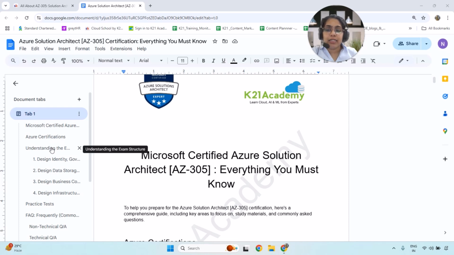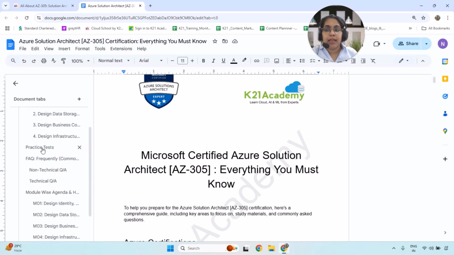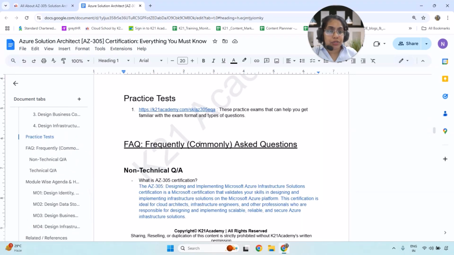When I say understanding the exam structure, what I mean is what all topics from this particular course you should be focusing more on. What is the weightage going to be for each of these domains? All those things we will be discussing. Then we have included another section which is for the practice test. We will be discussing where to find the practice test, how you can prepare, those things we will be discussing. Then we have a FAQ section which we have added.